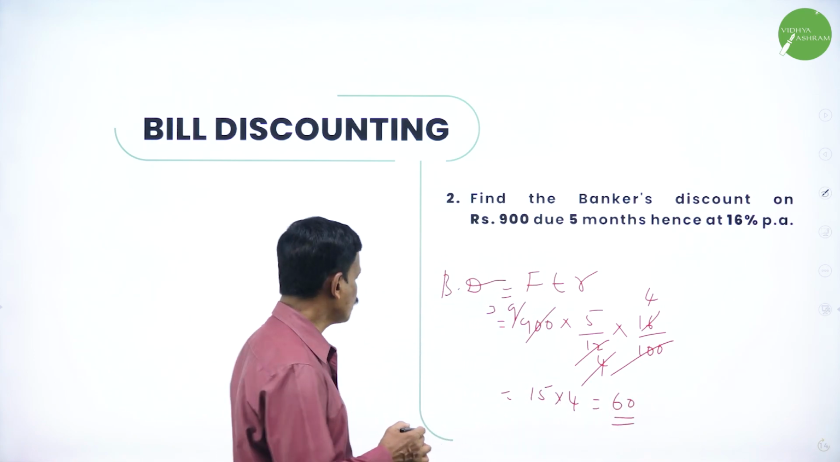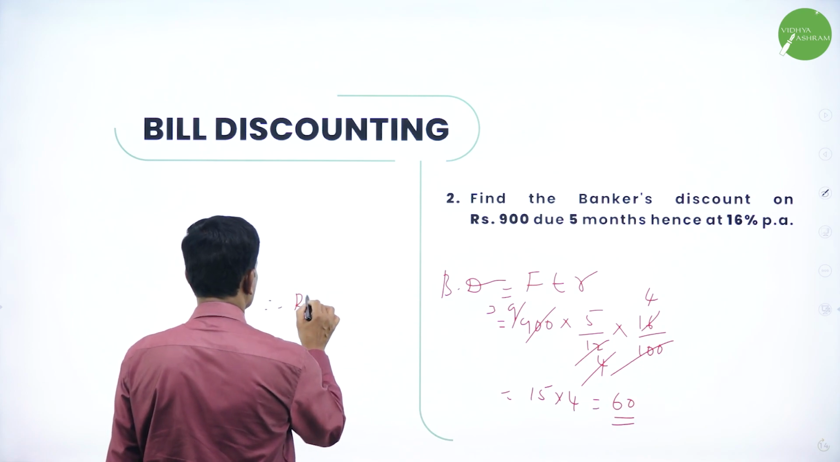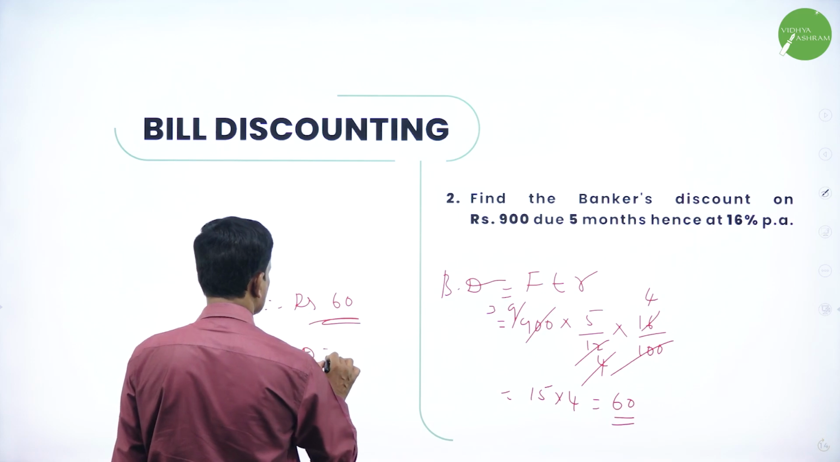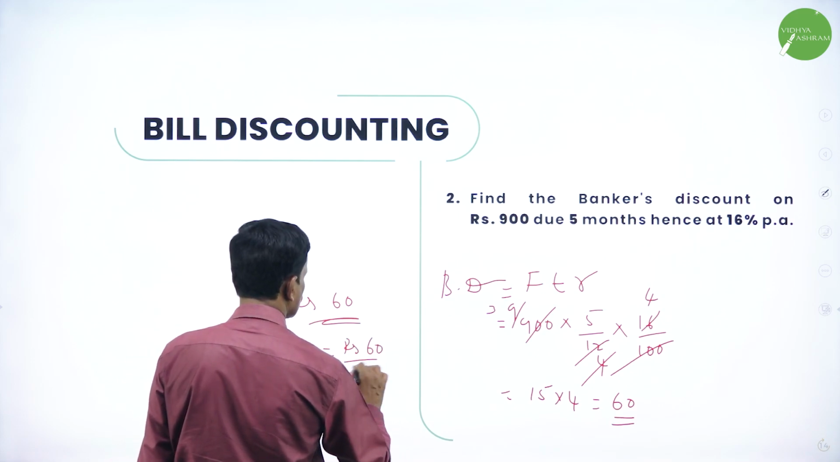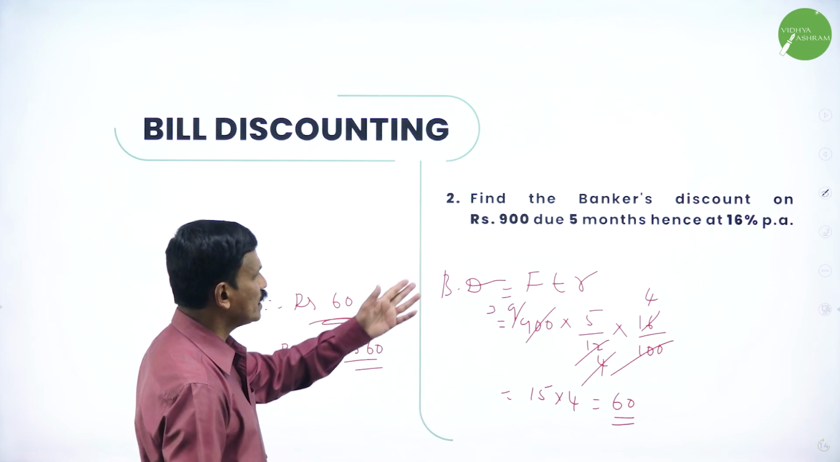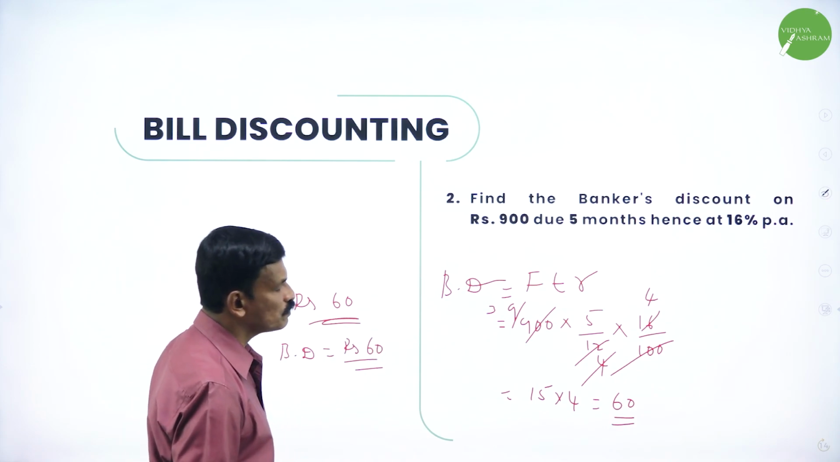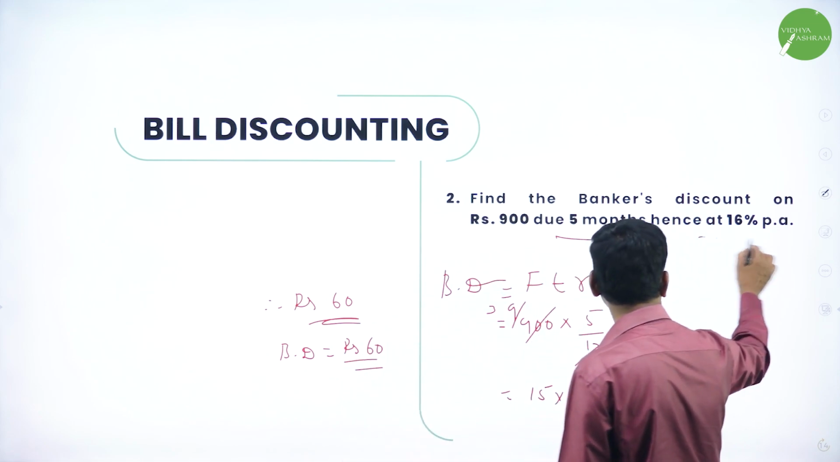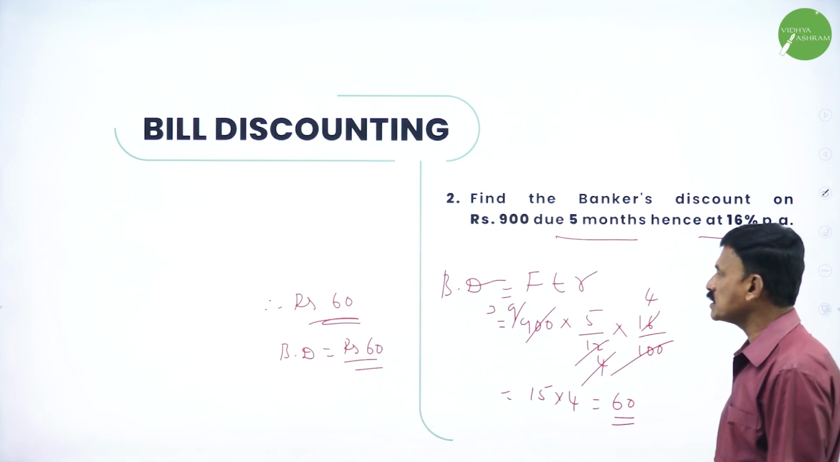Right. So therefore rupees 60 is the banker's discount. So the banker's discount is equal to rupees 60. That's it. See here. Find the banker discount on rupees 900 due for 5 months at the rate of 16% per annum. One more question, simple.